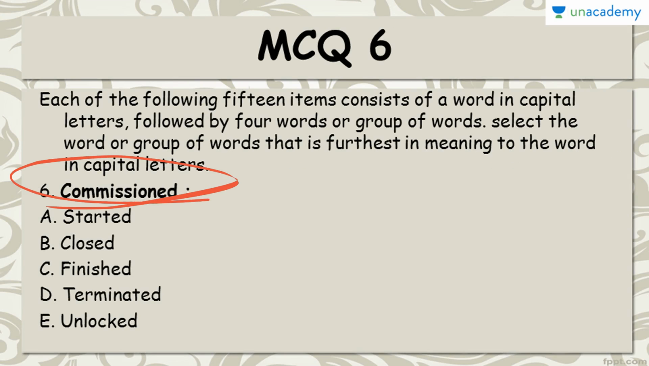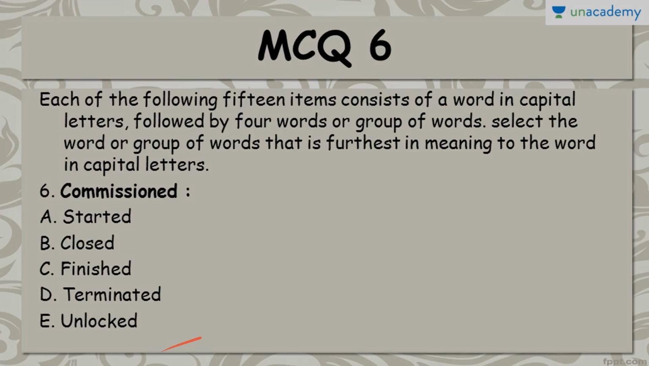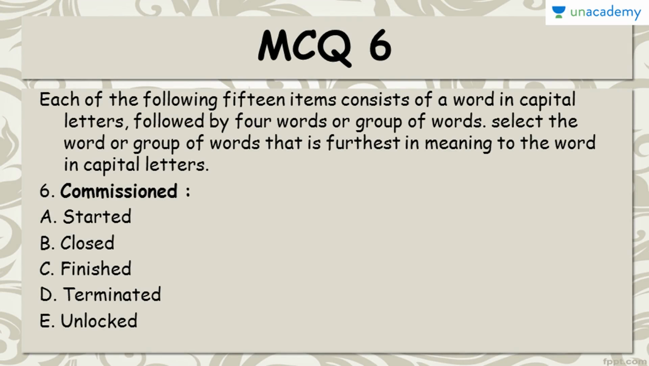Coming to MCQ 6, we have to find the word furthest in meaning. Word is commission. Options are started, closed, finished, terminated, and unlocked. And the right answer to this MCQ is option B, that is closed.